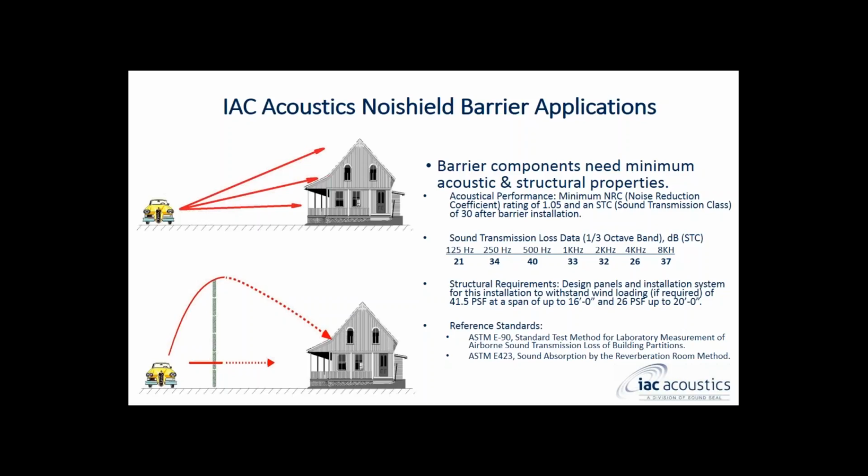You're also going to be looking for some noise reduction coefficient, or sound absorbing capability. Ideally, those would be around 1. And the panel would have the structural capability to withstand some wind load. IAC's panels can withstand up to 41.5 pounds per square foot at a span of 16 feet. And we can actually produce panels that have a much, much greater length. We can go up to a 20-foot panel, but because the panel size is longer, we've got a lower capability for wind load, so then it's only going to be 26 pounds per square foot.